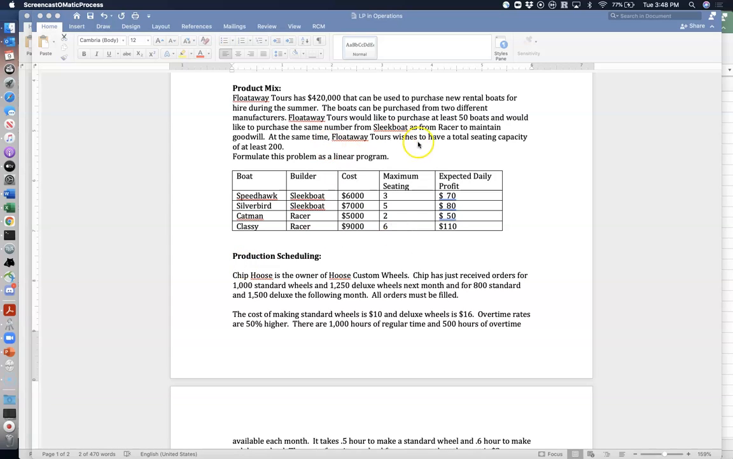At the same time, Floataway Tours wishes to have a total seating capacity of at least 200. So the maximum seating capacity has to be at least 200. And you want to formulate this problem as a linear programming problem and solve it.